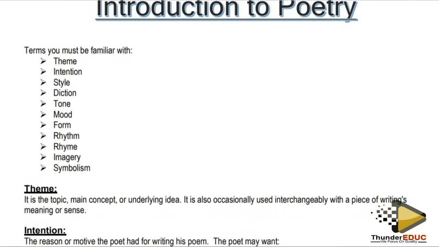It's a repetition 12 times because we have 12 poems. Which means it's a repetition of the same things 12 times for all the poems, because every poem has a theme, an intention, a certain style, diction, tone, mood, form, rhythm, and rhyme, imagery and symbolism. That's why we have to internalize them so that we will not struggle when we have to identify them. Without wasting any time, let's go to the theme.